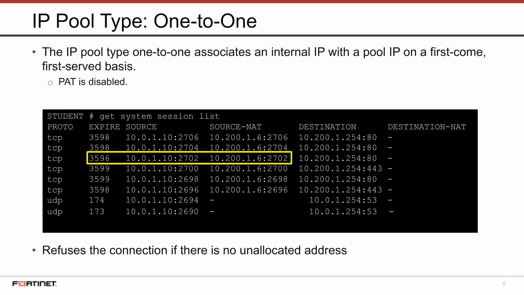In the one-to-one pool type, an internal IP address is mapped with an external address on a first-come, first-served basis. There's a single mapping of an internal address to an external address. Mappings are not fixed, and if there are no more addresses available, a connection will be refused. Also, in one-to-one, PAT is not required. In the example on this slide, you can see the same source port is shown for both the ingress and egress address.